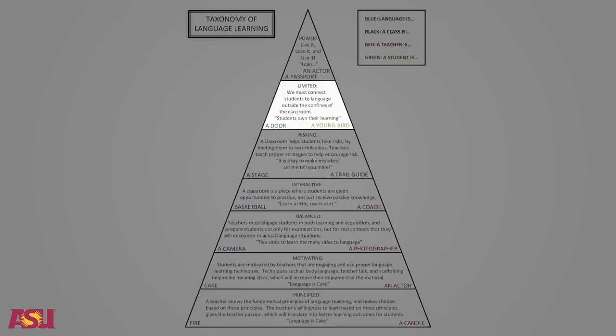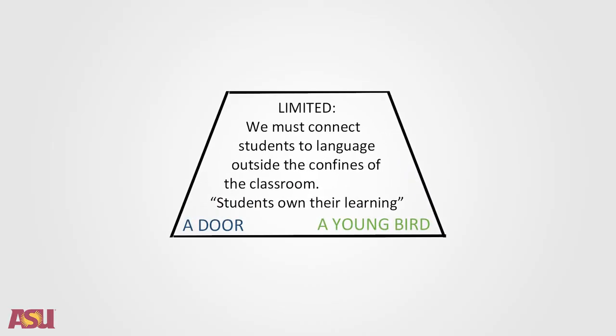On the 6th level, we moved away from talking about the teacher and started talking more about the student. This is because, ultimately, your time with your students is limited. Your job as a teacher is to give students autonomy and allow them to, figuratively, fly out of the nest. We shared that language was outside the door and that students are like young birds that need to be nudged to fly out into this world.